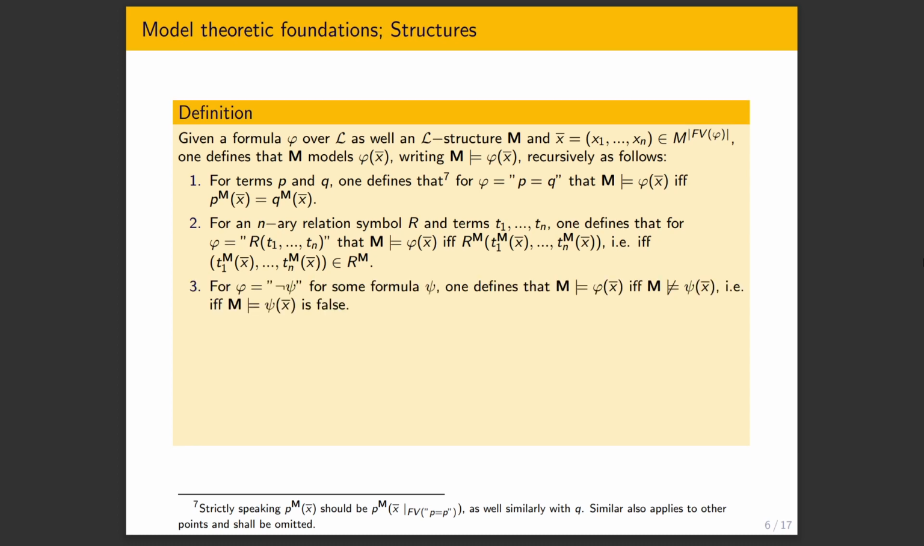The third point is that if the formula is a negation, then the structure models the formula precisely when it doesn't model what it is the negation of, which is kind of self-evident. Again, everything is evaluated at x when we substitute into things. And the fourth point is the same thing for conjunction.